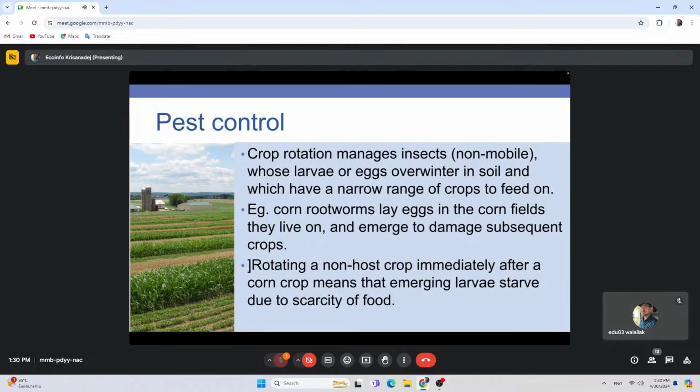Okay, so this is the same thing. There's a woodworm that lays eggs in the cornfield, and they can emerge and damage the crops. So by changing corn to be something else, once the larvae come out, there is no corn to eat at the roots. So you cut down the cycle. Next slide, please.